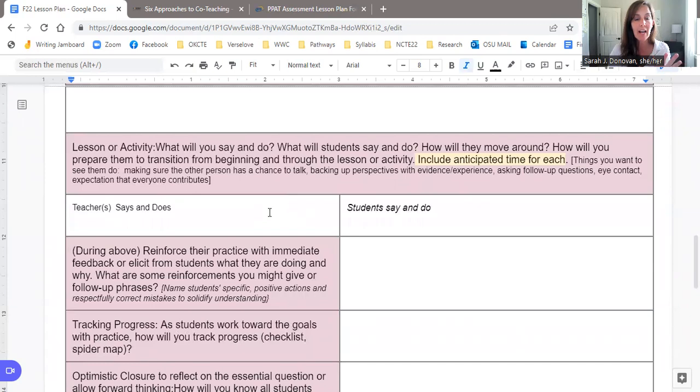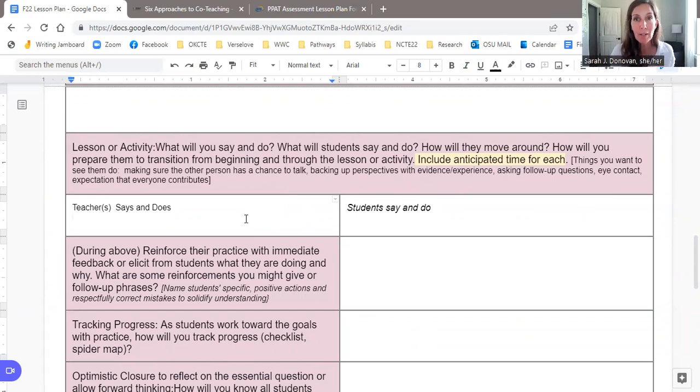Then here's the actual lesson. If you remember, we would have teachers doing something and the students doing something. I think it's helpful to write in what you're going to say and how you're going to move through it, with anticipated time for each. 5 minutes for this, 10 minutes for this, 20 minutes for this.